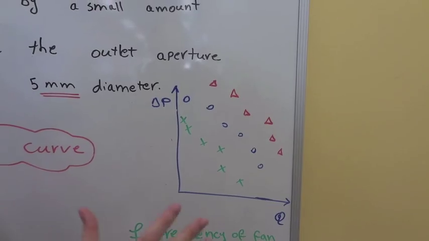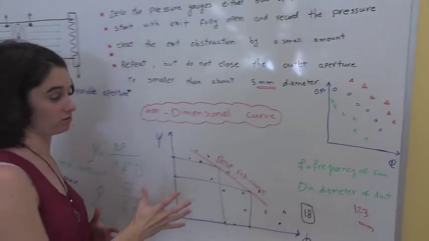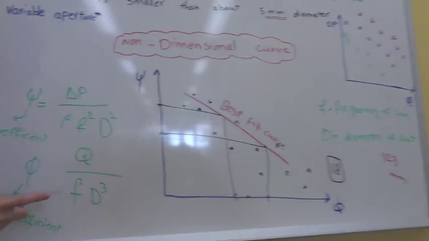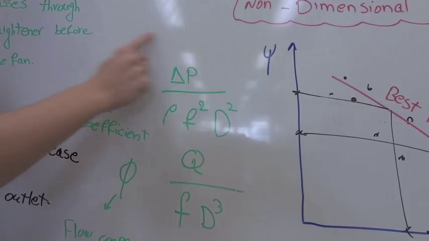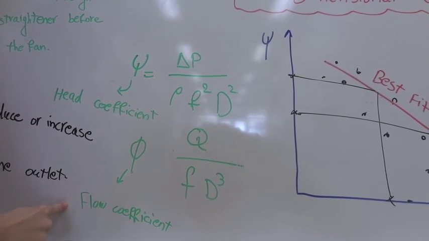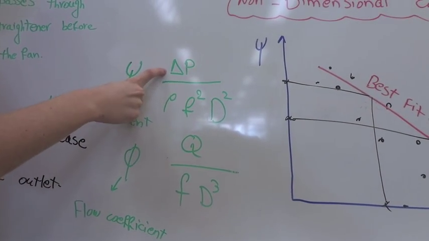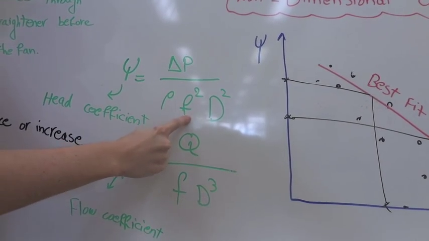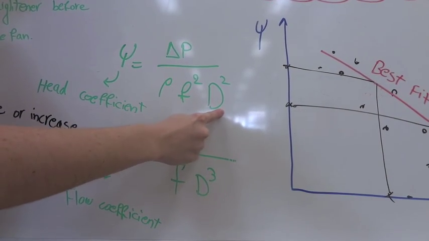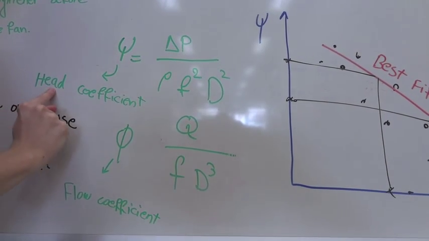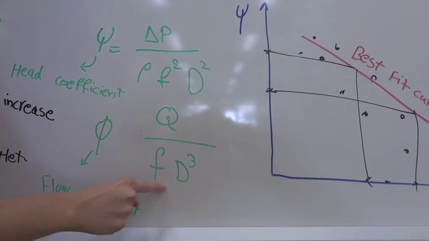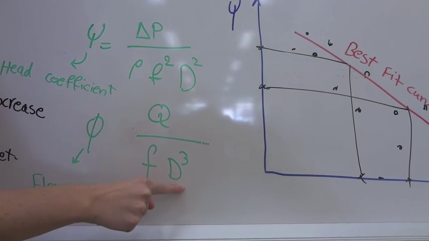The next graph you have to make is non-dimensional. So that means we have to get rid of the units for pressure and flow rate, and to do that, we use these 2 equations here for psi and phi, which are the head coefficient and the flow coefficient. If you put in the values for the change in the pressure, the density, the frequency, which is the speed of the fan, and the diameter of the duct, which is 123 millimeters, you'll calculate the head coefficient. This is the flow rate over the frequency, speed of the fan, and the diameter of the duct.